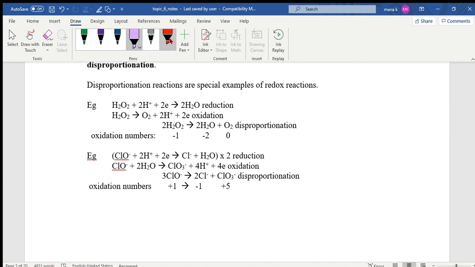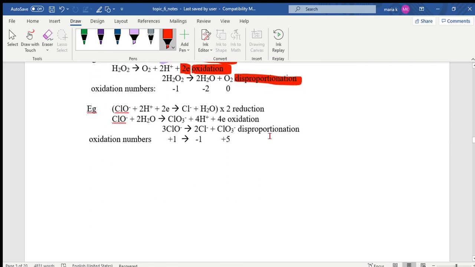Okay, let's try the first example. Hydrogen peroxide plus 2H plus ions becomes this. Now obviously we can see here that there's been a 2 plus on this, so obviously it's going to be reduction. And since there are 2 electrons on the other side of the equation, it has been oxidized. And hence disproportionation.